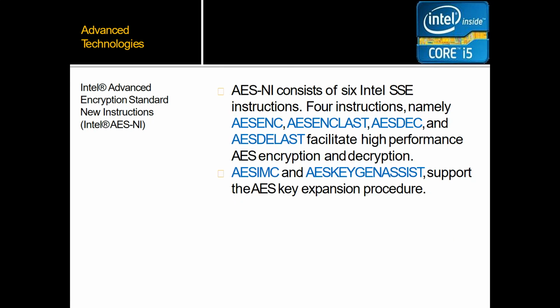The AES-NI consists of 6 Intel SSE instructions. 4 instructions, namely AESENC, AESENCLAST, AESDEC, and AESDECLAST, facilitate high-performance AES encryption and decryption. The AESIMC and AESKEYGENASSIST support the AES key expansion procedure.